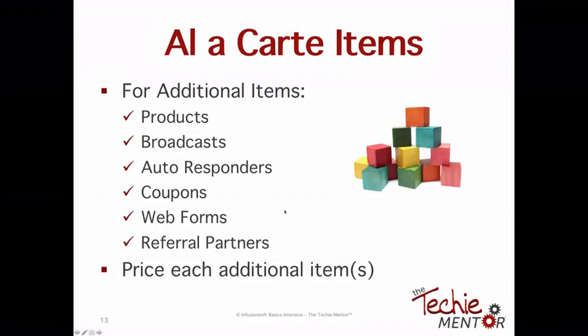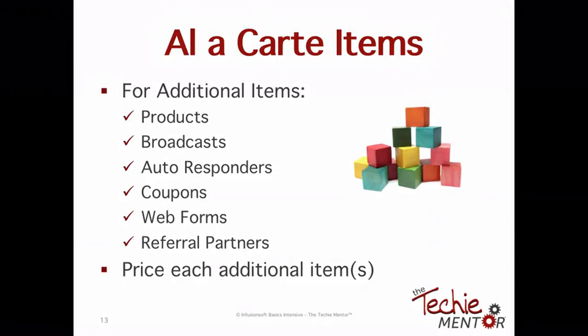So ideas. If you have a package, you can go through and look at what you're delivering, and then you can pull out the pieces to make your a la carte. So for instance, products, broadcasts, autoresponders, and they're actually not called autoresponders in here, follow-up sequences, coupons, web forms, order forms, referral partners, and so on and so forth.